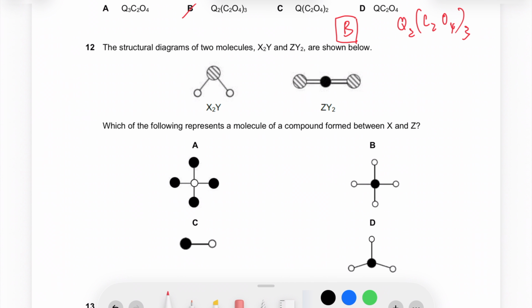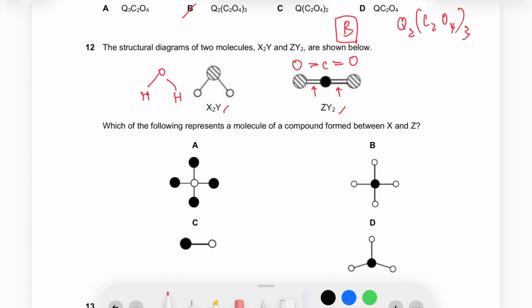Question 12. So you have two molecules, X2Y and ZY2. Which of the things represents a molecule of a compound formed between X and Z? So coming back, if you see carefully this structure, what does it look like? There's a double bond here. This is a double bond. This is a double bond. So this one actually is like CO2. You need to know the black circle is actually carbon, the shaded circle is actually oxygen. Then this one looks like what? Your classic H2O.